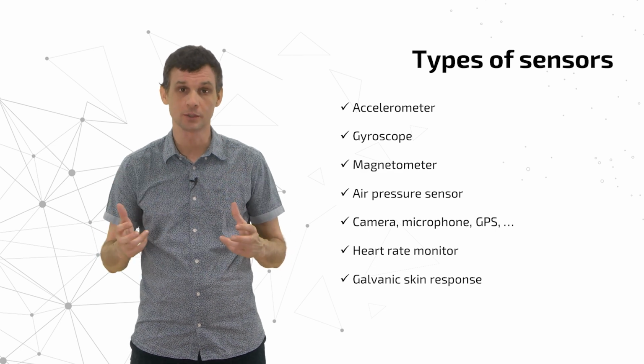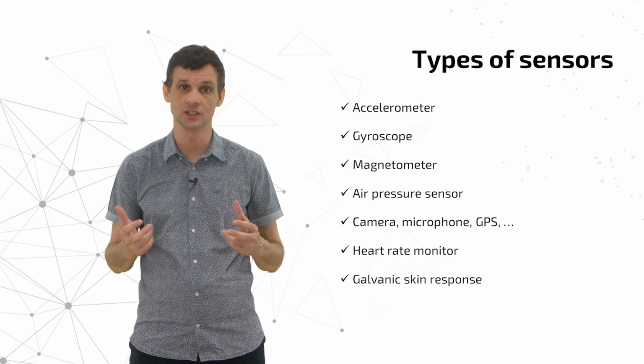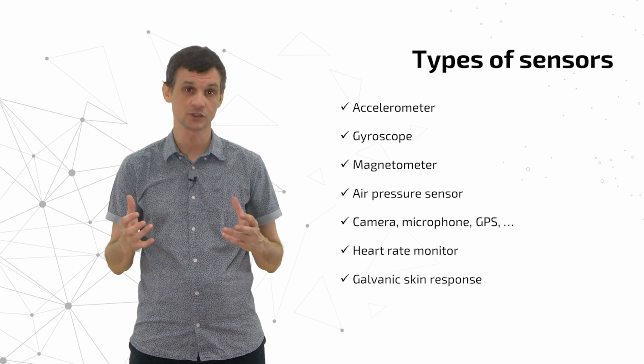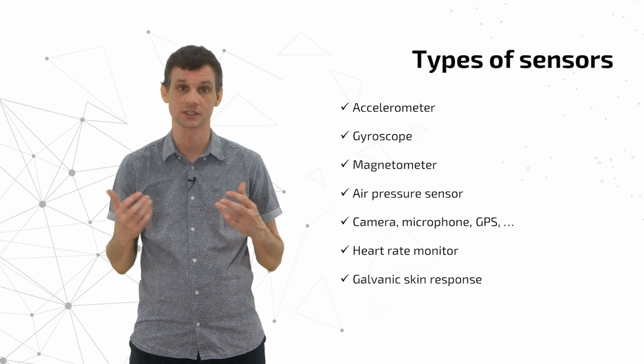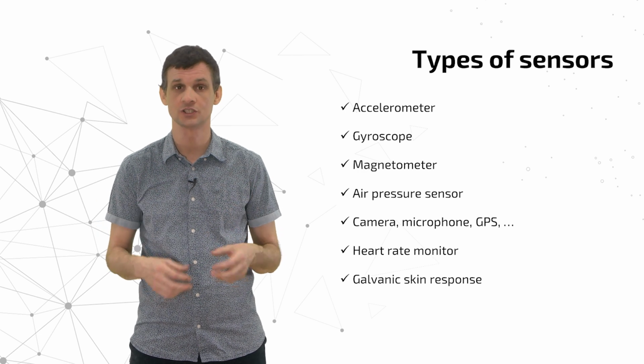Some dedicated wearables include heart rate monitors that can measure heart rate and ECG depending on the electrode configuration. Another group of sensors measure galvanic skin response, which refers to the electrical conductance of the skin, which can be used to determine changes of moisture level, which is sweating.